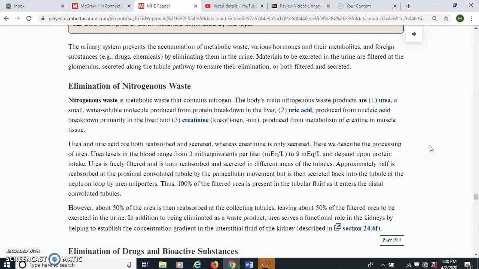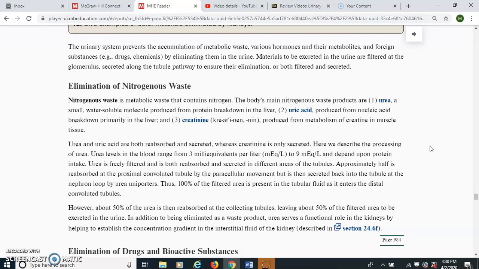So the first one is urea, and it's a byproduct of the breakdown of protein in the liver. So that's where that waste product is coming from in the body. And then the uric acid, it's also a byproduct of the breakdown of nucleic acids, and that also occurs in the liver as well. And then the last waste product is called creatinine, and it's a byproduct of the breakdown of creatine, which is in our muscle tissue. So that's where those 3 waste products are being formed.